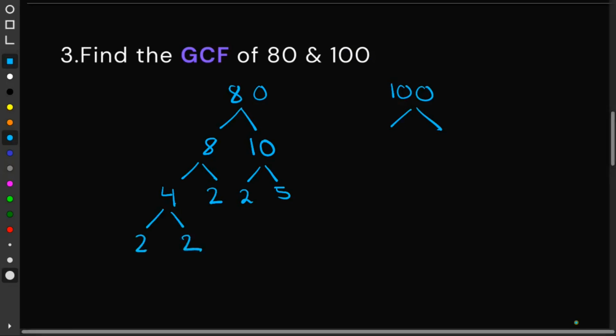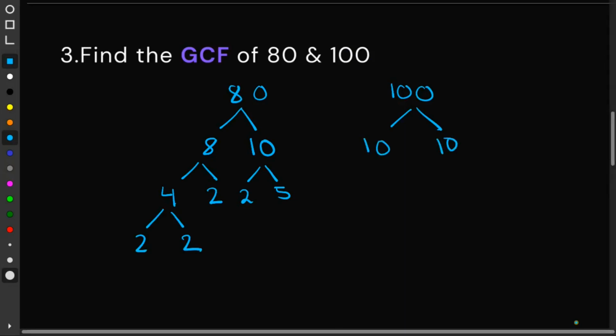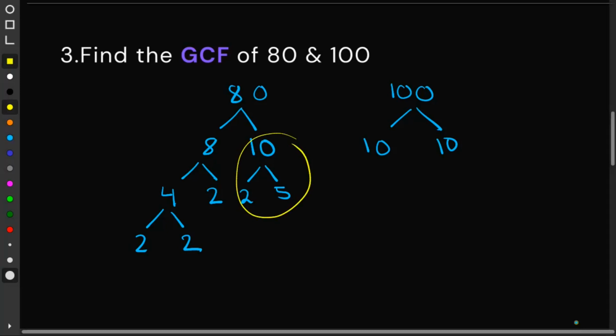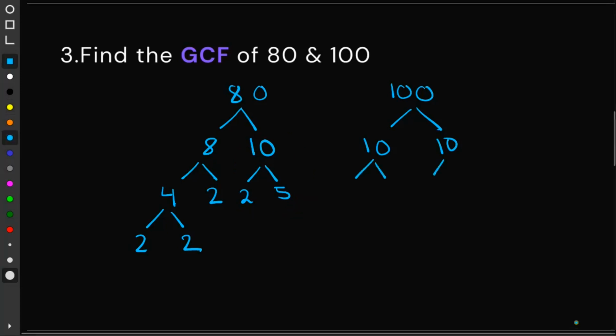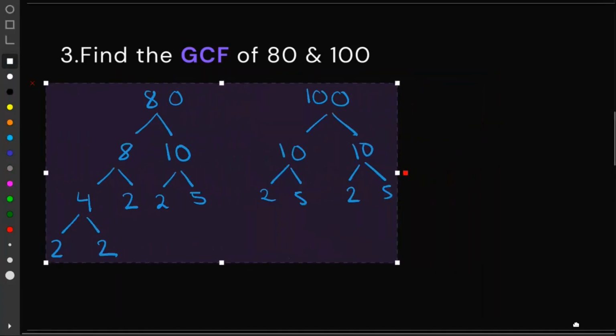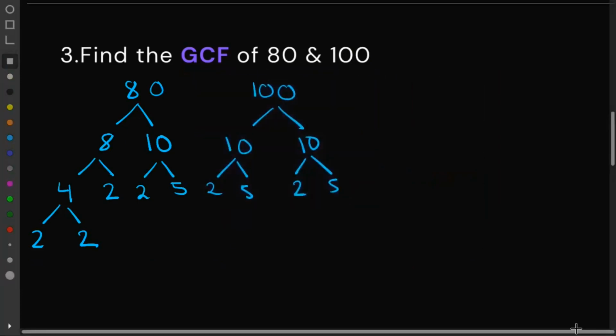For 100, we have 10 and 10, since 10 squared is 100. Now like in here, we know that 10 when factored would give us 2, 5, 2, and 5. So with that, let's move this first out of the way. And now let's express 80 and 100 in its prime factors.